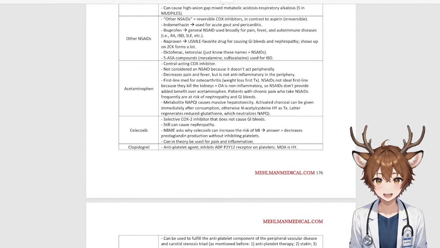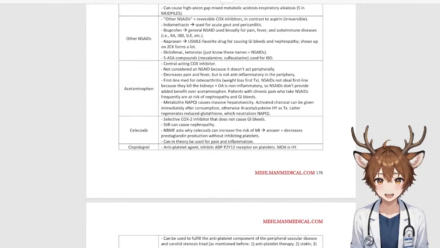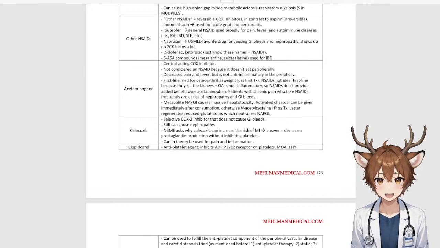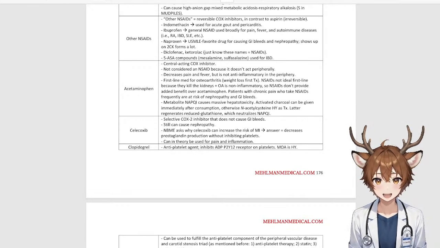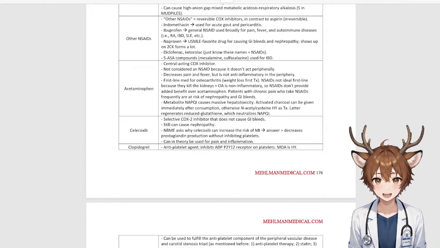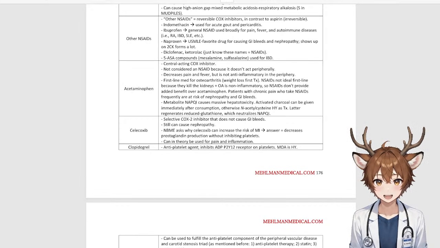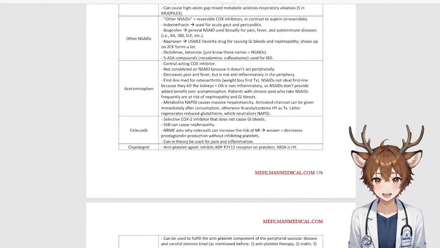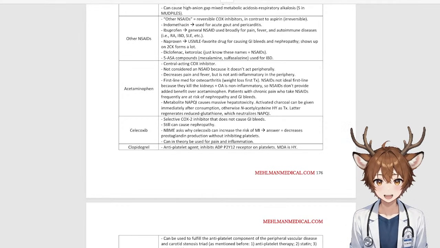What about other NSAIDs? Other NSAIDs are reversible COX inhibitors, in contrast to aspirin, which is irreversible. Indomethacin is used for acute gout and pericarditis. Ibuprofen is a general NSAID used broadly for pain, fever, and autoimmune diseases like rheumatoid arthritis, IBD, lupus, etc. Naproxen, the USMLE's favorite drug for causing GI bleeds and nephropathy, shows up on Step 2 CK forums a lot. Diclofenac, ketorolac, just know these names for NSAIDs.